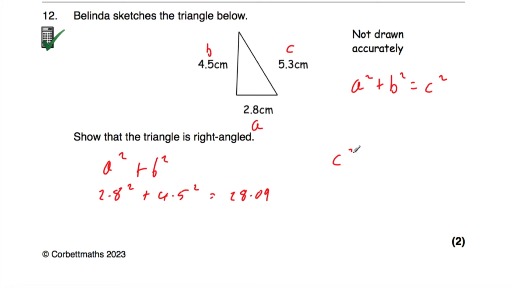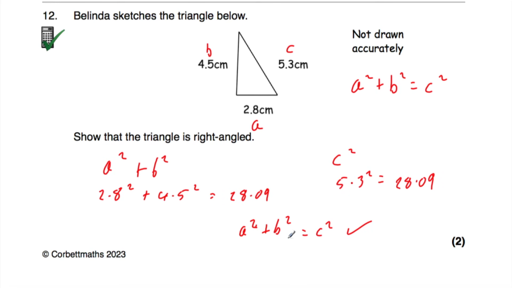And if we work out what c squared is, c squared is going to be 5.3 squared. And if we do 5.3 squared, that's equal to 28.09. So we've got that a squared plus b squared is equal to c squared, because 28.09 is equal to 28.09. So that means that Pythagoras' theorem works.